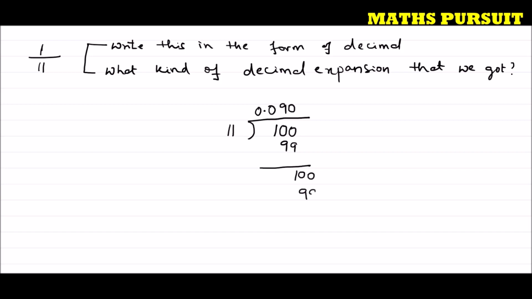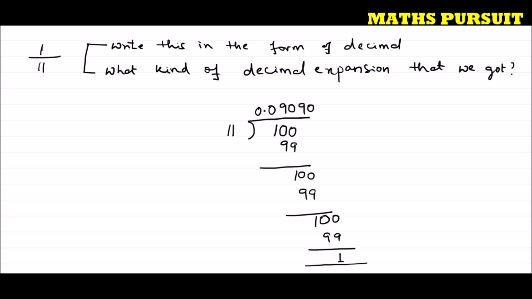Then again 11 nines are 99, and again we got the remainder as 1. If we are getting remainder 1, then let me do it once more. We are getting 10 here. If I put a 0, still it is not divisible. I will put a 0 here on the quotient, and again I will put a 0 here, and finally we will get 99, and still we are getting 1.